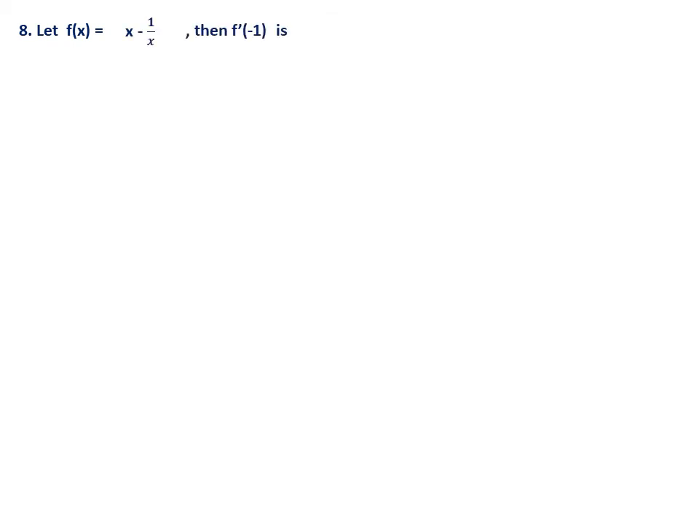minus 1 by x, then what is f dash minus 1? So this is a very simple question. The options are 0, 2, 1 and minus 2. This is also from 2019.